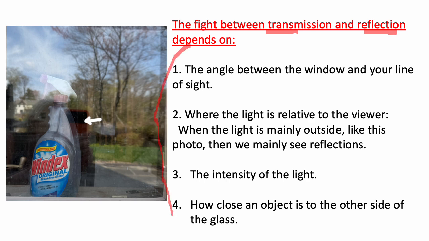So let's evaluate them when we look at this image. The first one is the angle between the window and your line of sight. My phone is right where this arrow is, so that's where my eye is. So my line of sight is perpendicular to the window. I'm looking directly in, and as a result, I can see this Windex bottle with its light transmitted back to me. When I look higher up, my line of sight makes a smaller angle with the glass, and so I see the reflections of the world behind me.